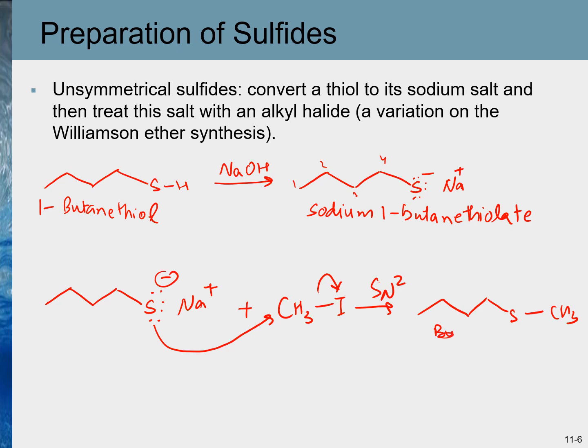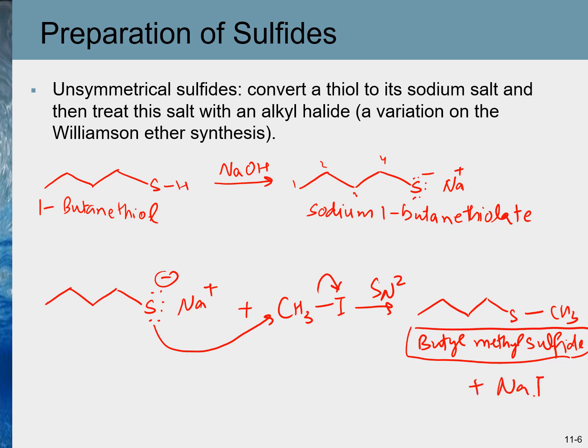So the name of this sulfide is butyl methyl sulfide, and of course this is a common name. You can write the IUPAC name if you like, and plus sodium iodide. So by choosing the appropriate thiol and appropriate alkyl halide, we can prepare any asymmetrical sulfide.